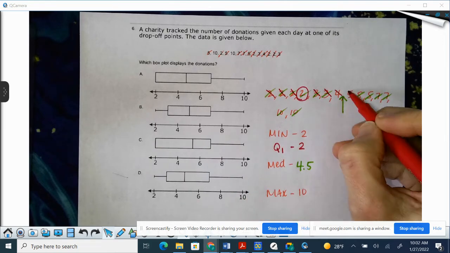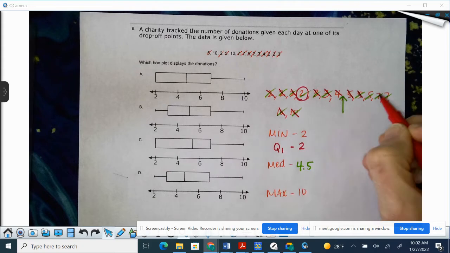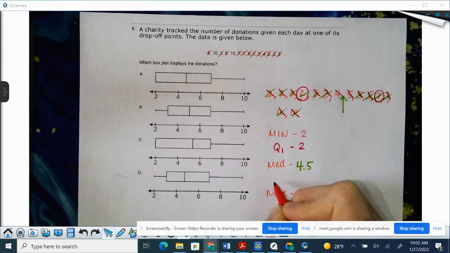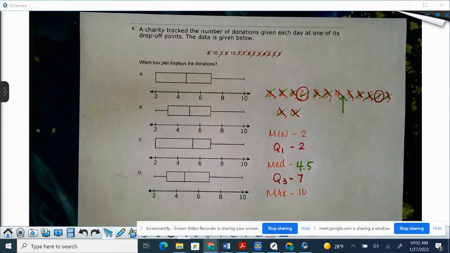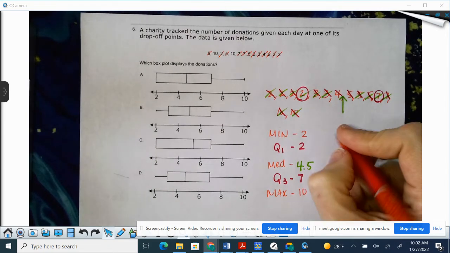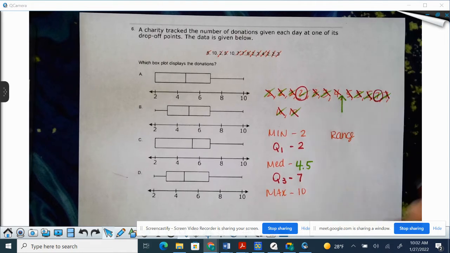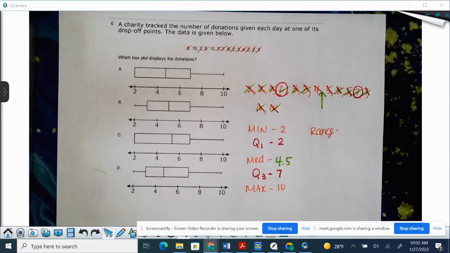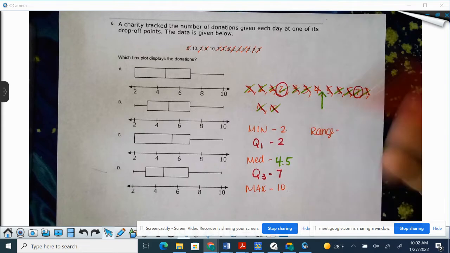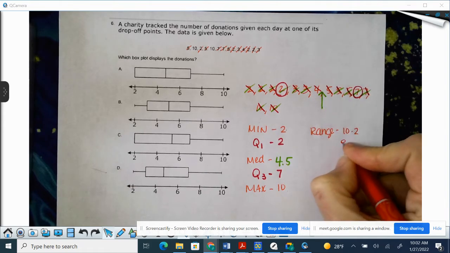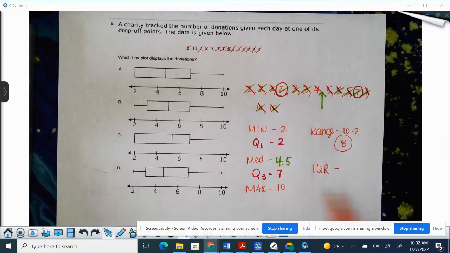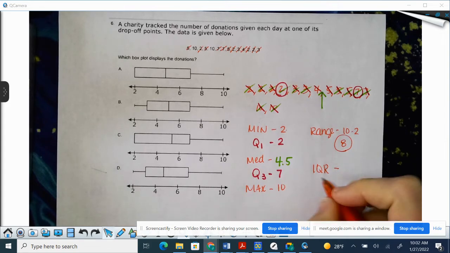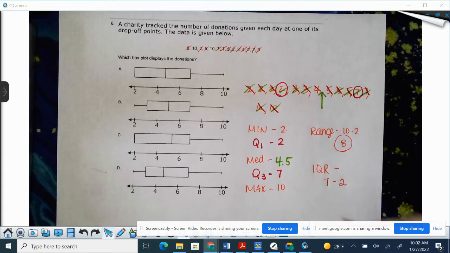Same thing for the other side. That's our Q3. And that's your 5-number summary. So our range, again, just touching back on all the things that we've covered in the last couple of days. 10 minus 2. So range is 8. IQR, so interquartile range, is your Q3 minus Q1. So that's 7 minus 2. And that's going to be 5.